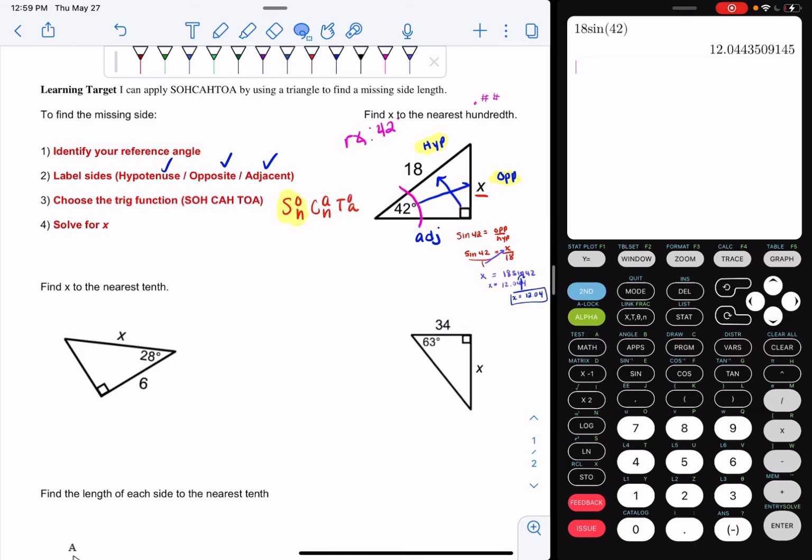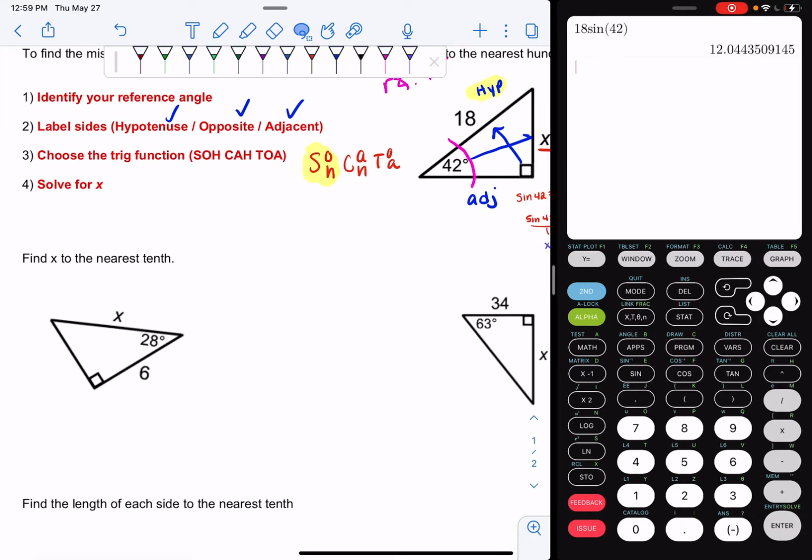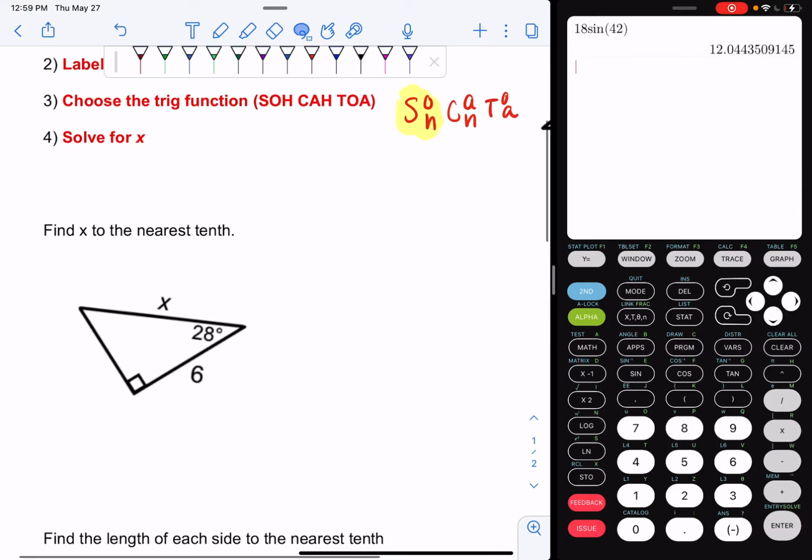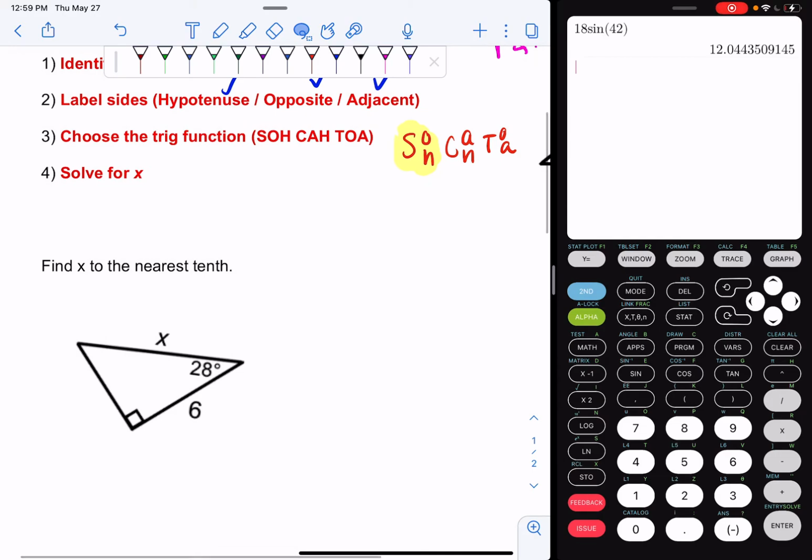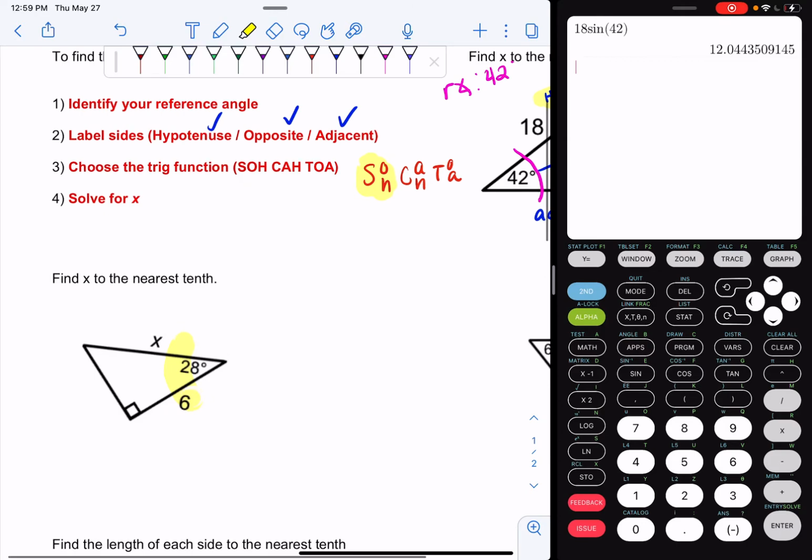So next image, find x to the nearest 10th for these questions. We're going out 1 decimal place. Step 1 says identify your reference angle. In this case, my reference angle is 28 degrees. Step 2 says label your sides as hypotenuse, opposite, and adjacent. Well, we know x is my hypotenuse because it's across from the right angle. We know the side is opposite because it's across from our reference angle. And then we have our adjacent, which is 6.